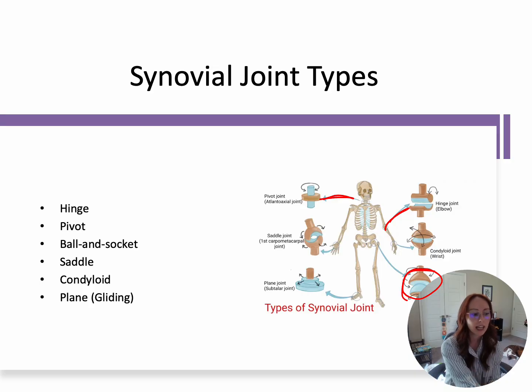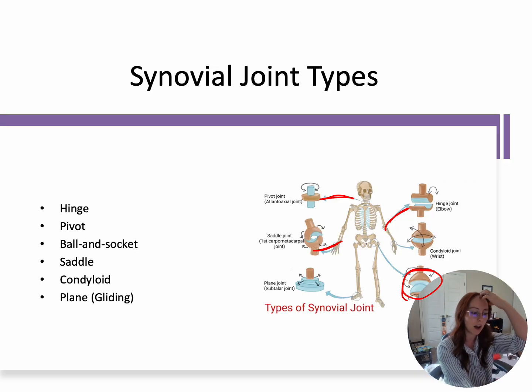And then we have saddle, which allows movement in two planes, so back and forth and side to side. So here we go, saddle. A common one is the carpometacarpal joint at the base of your thumb. So the thumb can go side to side, back and forth, two planes of motion there. So it can abduct, going away, and adduct, coming together. It can flex and extend.